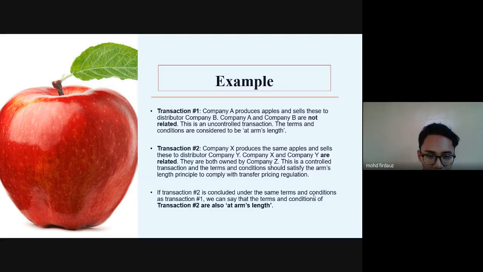So for the conclusion, we can say that the terms and conditions of transaction 2 are also at arm's length if transaction 2 follows transaction 1. So this means if a controlled transaction follows an uncontrolled transaction, it follows the arm's length principle.